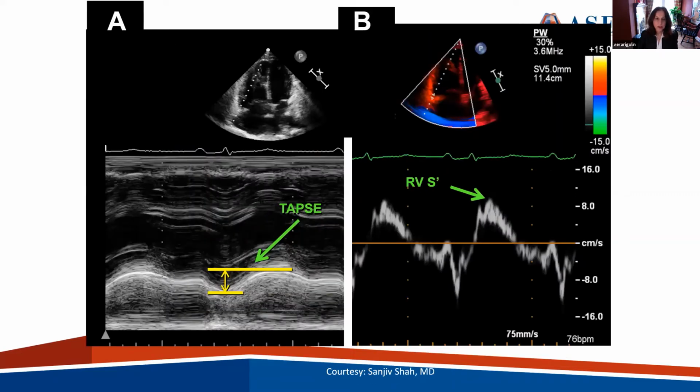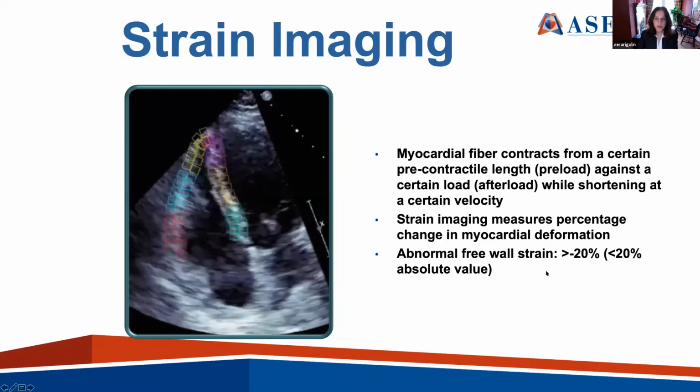Here's another example of how to measure TAPSE and the RV S prime. Again, for the TAPSE, you take your M-mode cursor, place it in alignment with the basal aspect of the right ventricle over the annulus, and then we look at that excursion and measure from the nadir to the peak. For the tissue Doppler, we place our sample volume right at the annulus, and here's a nice S-wave tracing for you to measure. Now, what about strain?